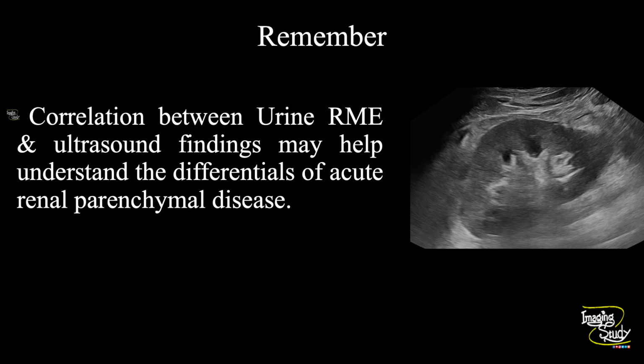Now the take-home message. Correlation between urine for routine and microscopic examination and ultrasound findings may help understand the differentials of acute renal parenchymal disease. If you get RBC cast, then it will be an acute glomerulonephritis. If you get pus cells, it will be a case of pyelonephritis. And if you get a lot of albumin, then you will call it nephrotic syndrome. So it's a cheap, easy test, and you can differentiate among these 3 important differentials.